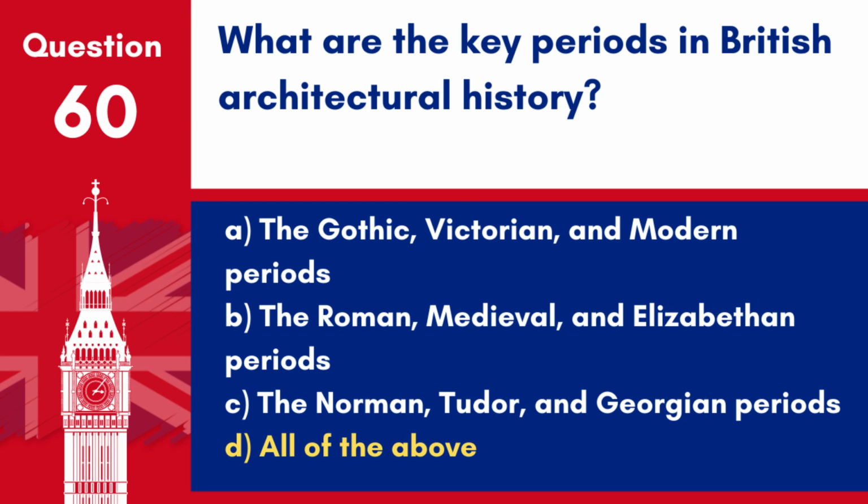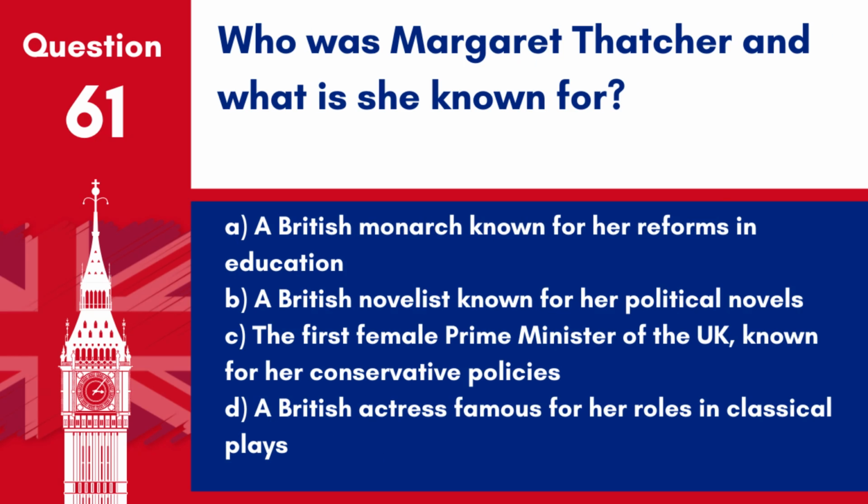Answer: D. All of the above. British architectural history includes diverse periods such as Roman, medieval, Tudor, Elizabethan, Norman, Gothic, Victorian and Georgian, each reflecting different styles and historical influences.